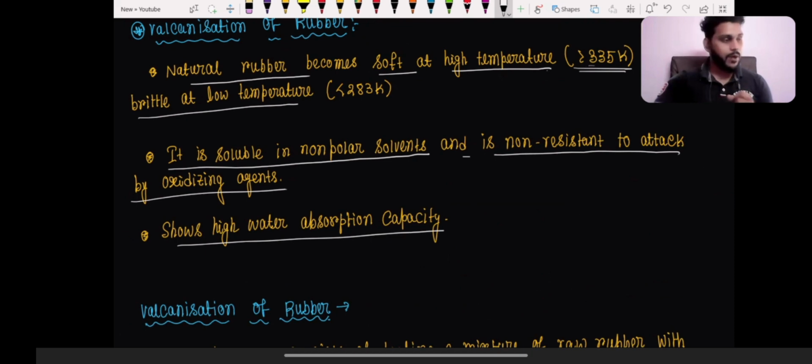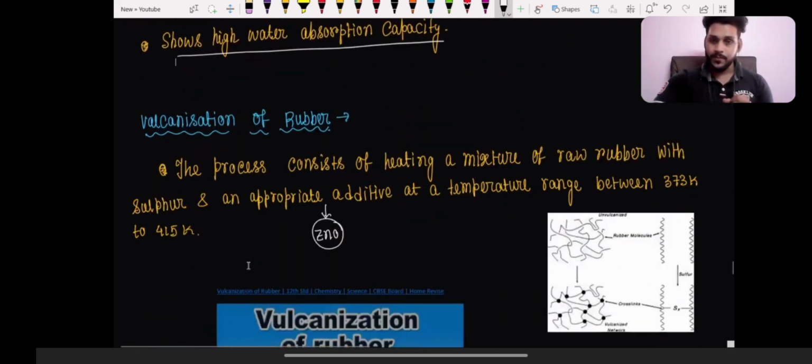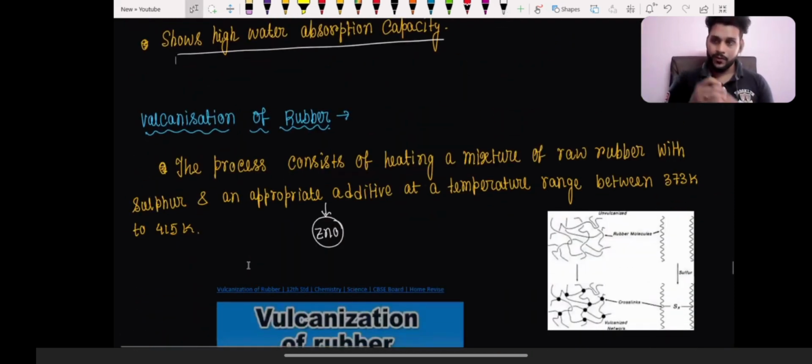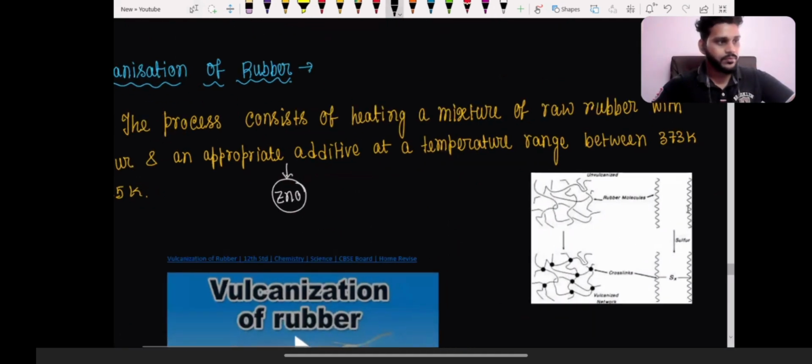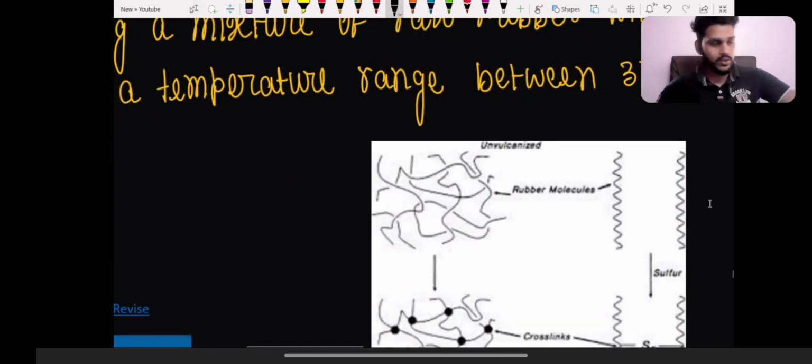Now, what is vulcanization of rubber? What we do is we give some sulfur to it and then we heat it, and that's it. So what would the sulfur do, guys? Let's say this is our natural rubber. Just look at the picture first before you read it. Okay, look at the picture. Over here, this is the normal rubber.